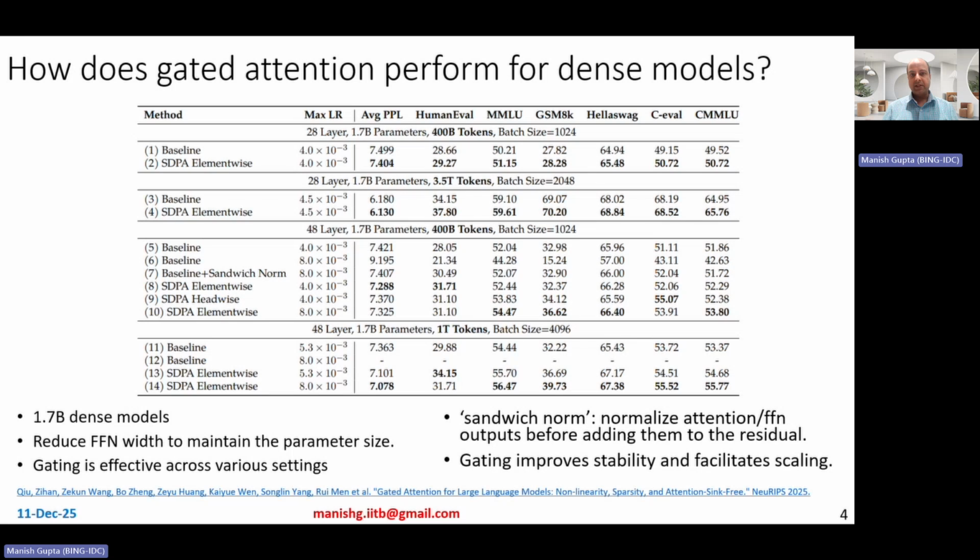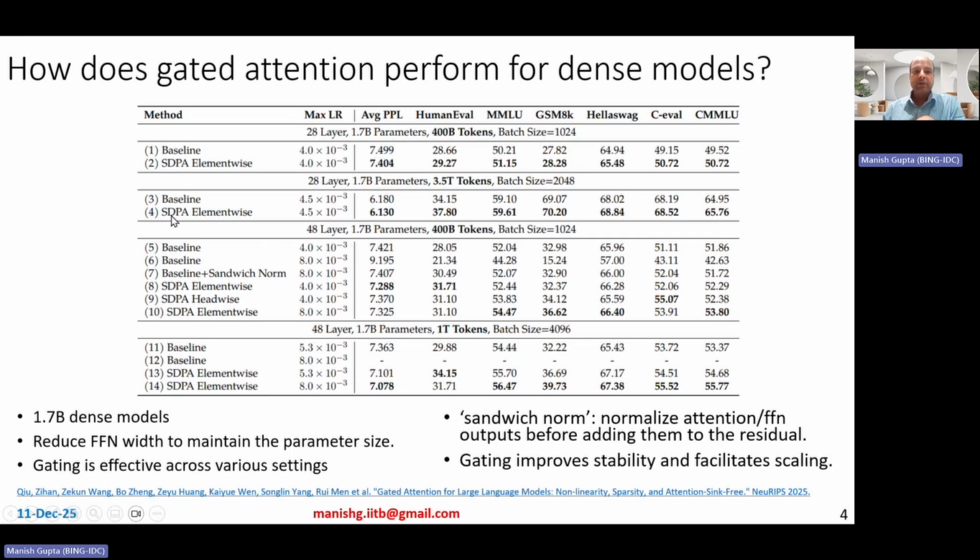If the number of parameters increases because more parameters have to be added for gated attention, they reduce the feed-forward network width to maintain the same parameter size. So the number of parameters in all the variants that you see here on the slide is exactly the same. And what you observe is that across all of these settings, gating helps. There is a baseline and this SDPA element-wise, which is element-wise gating, and as you can observe, perplexity reduced and benchmark scores improved.